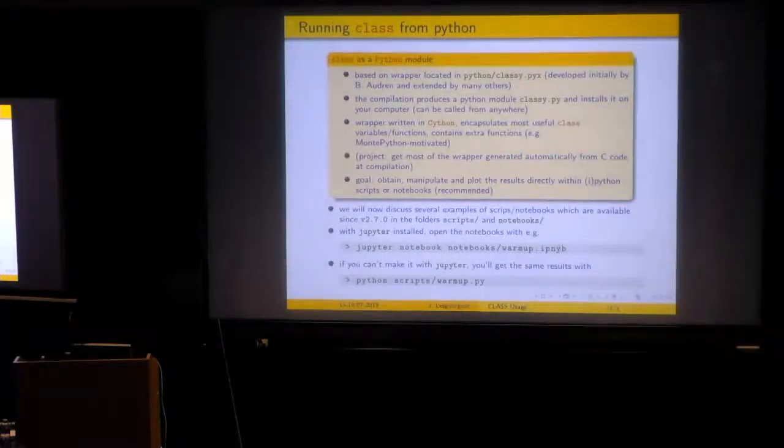This was old school. Now we go to more fancy usage, and we try to switch to Python. This works because when you compile class with make, after compiling the C code, it will automatically compile the Python wrapper and install class as a module in Python that you can use from whatever directory on your computer. Once it has been installed, you don't need to be in the class directory to call the module. You can be anywhere.